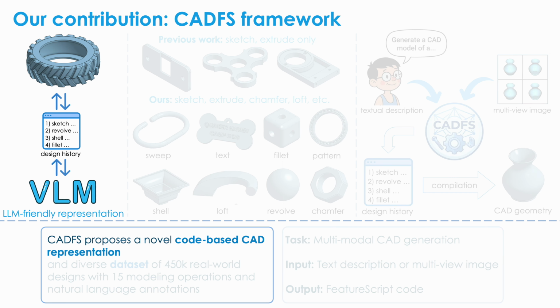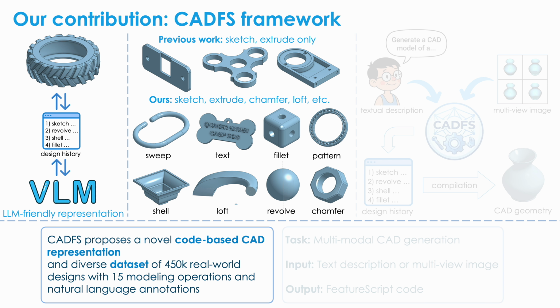In the CADFS framework, we present a new design history representation based on FeatureScript, the native programming language of the Onshape platform. Unlike previous representations, FeatureScript allows implicitly created geometry to be referenced through explicitly defined entities, which makes it particularly suitable for language models. To facilitate training models in this representation, we create a dataset of 450,000 real-world designs of varying complexity with natural language annotations.